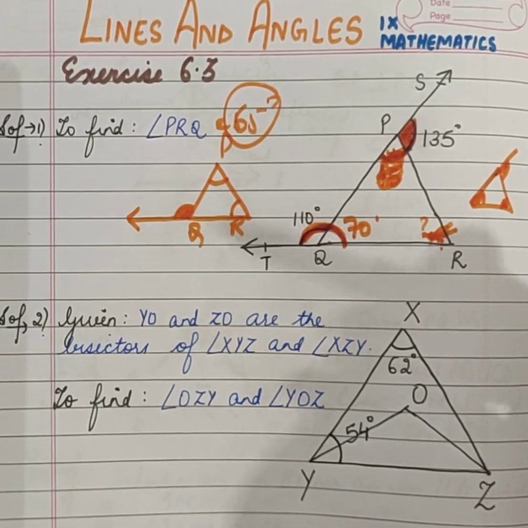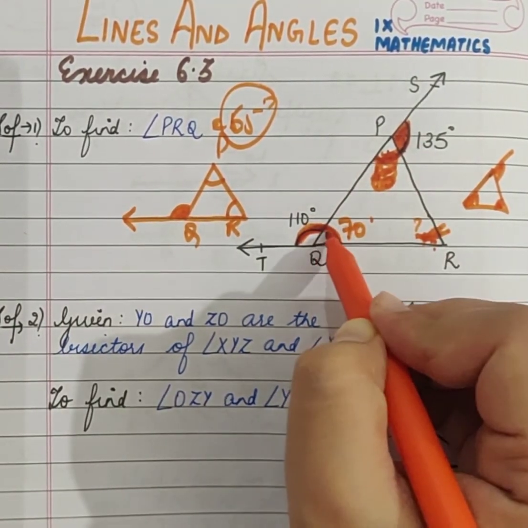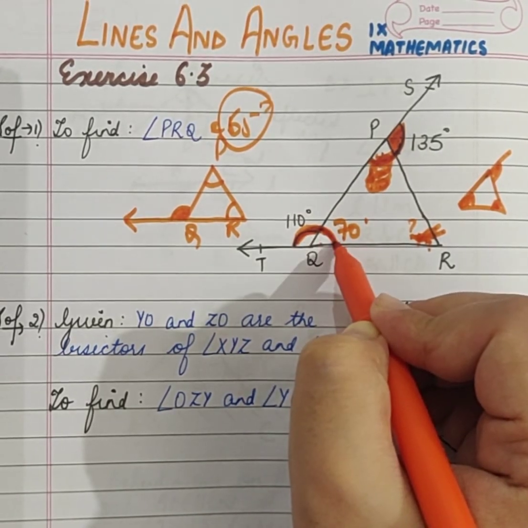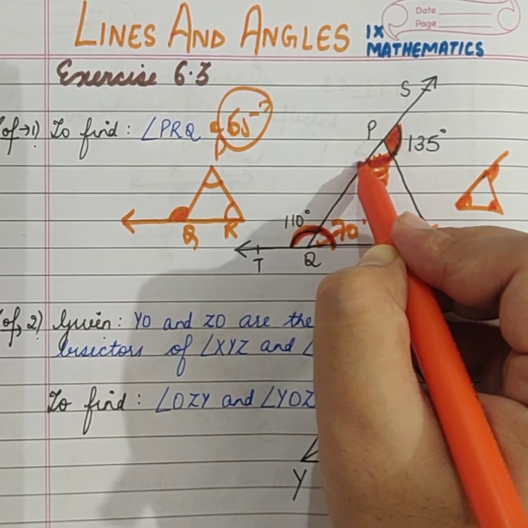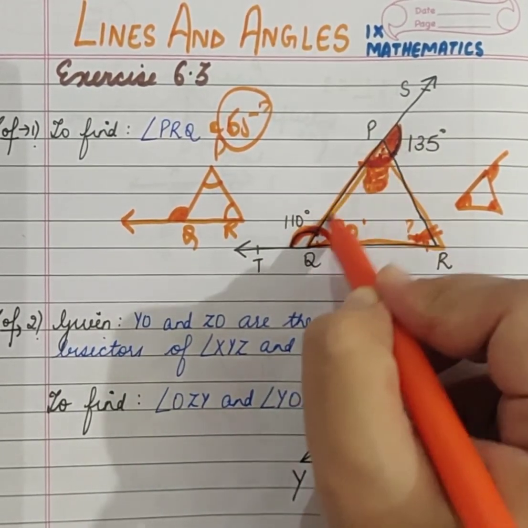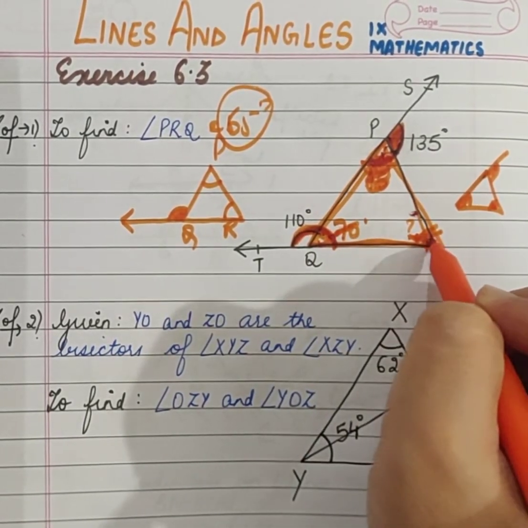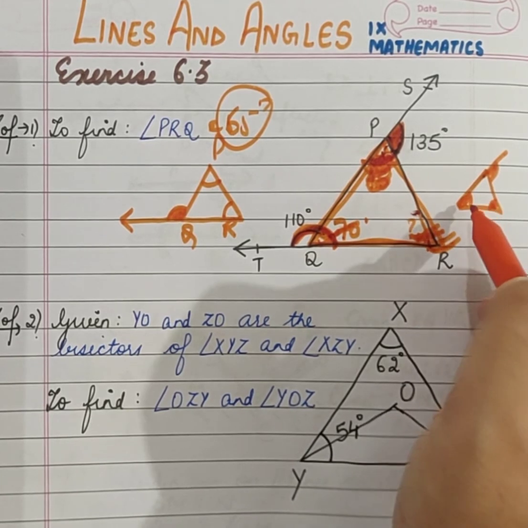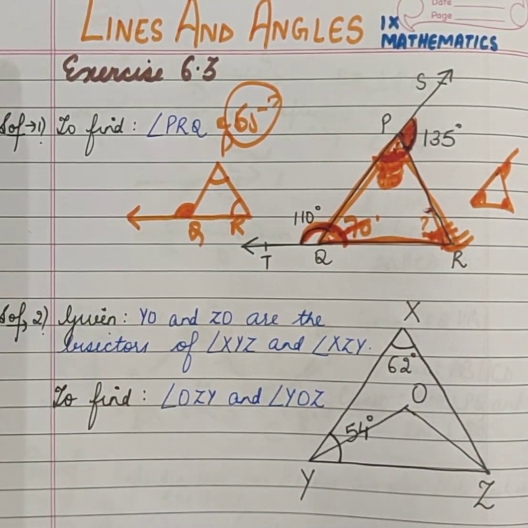You can also use the angle sum property in this triangle. If I find this angle using linear pair, it will be 70. If I find this angle, it would be 45 using linear pair. Now if I use the angle sum property in this triangle, this is 45, this is 70, I can find this angle. Again it would turn out to be 65 degrees. So you can do it using any of the ways.